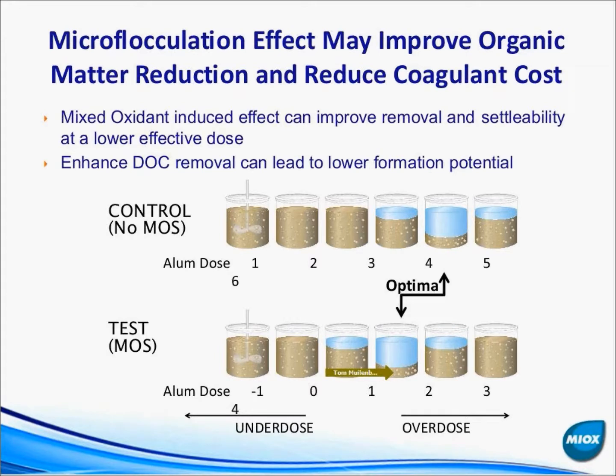The second thing that you can typically do, if you want to go one step further, is take that supernatant, filter it through some filter paper, and take a look at the difference in your TOC or your DOC between your control and your test, either by using something like UV absorption as a surrogate or a direct test itself.